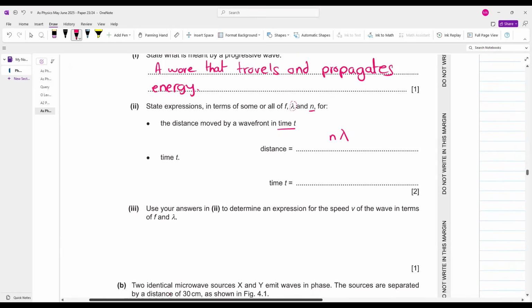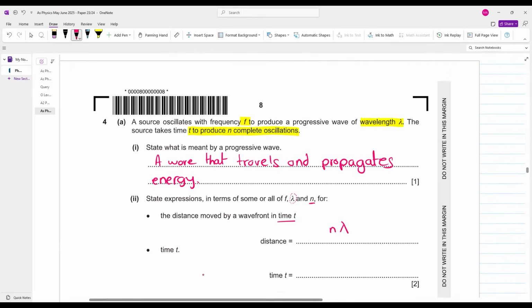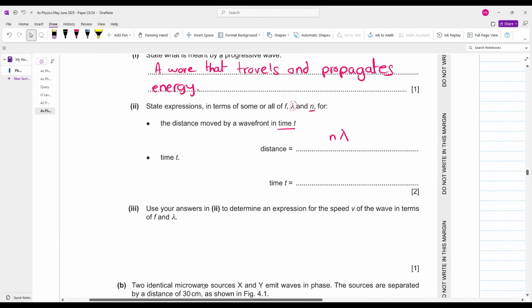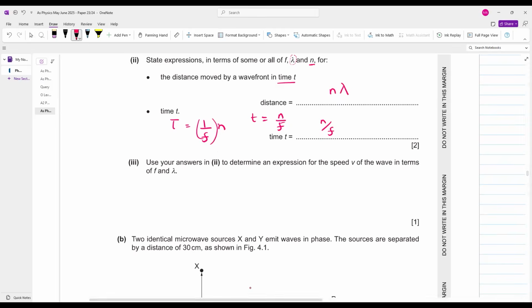You have to calculate the time t to produce n number of oscillations. Time t निकालना है to produce n number of oscillations. How will you calculate time t? बेटा टाइम पीरियड का क्या फॉर्मूला होता है? 1/frequency. If you multiply this by n, you will get the time for n number of oscillations. ठीक है, I have multiplied time period by n to get the time for n number of oscillations.